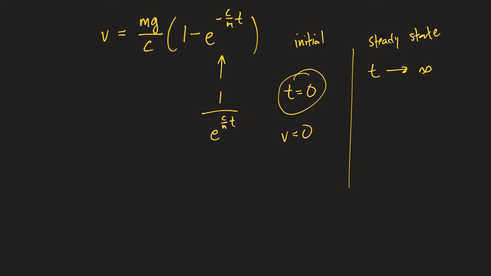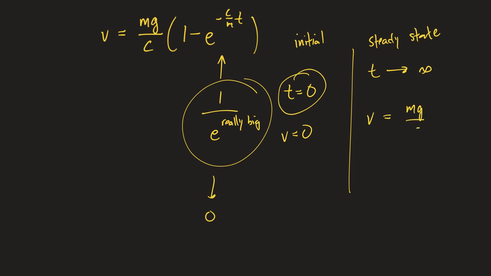Silence. I love it. Well, what would e to a really big number be? It would be really big. And what's 1 divided by a really big number? Really small, practically 0. So when t goes to infinity, this term goes to 0. Correct? You follow that? 1 minus 0 is? So v equals mg over c.